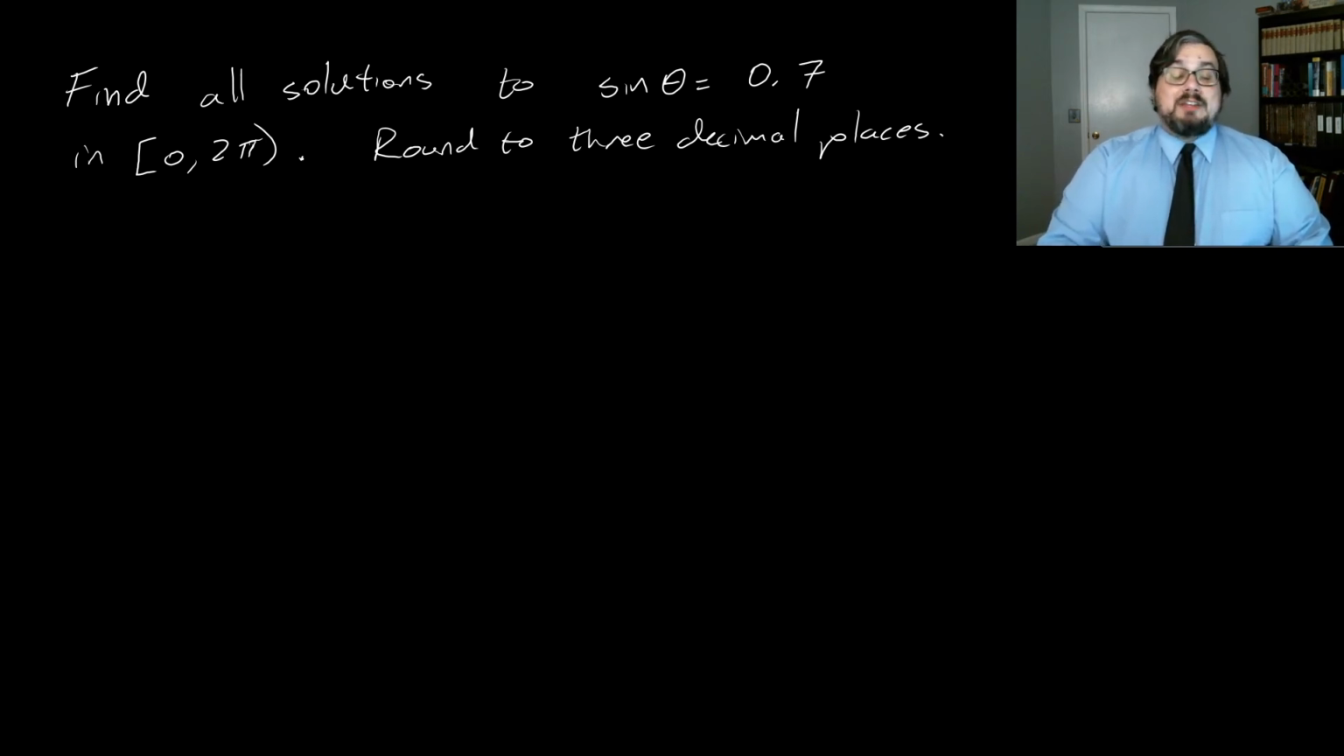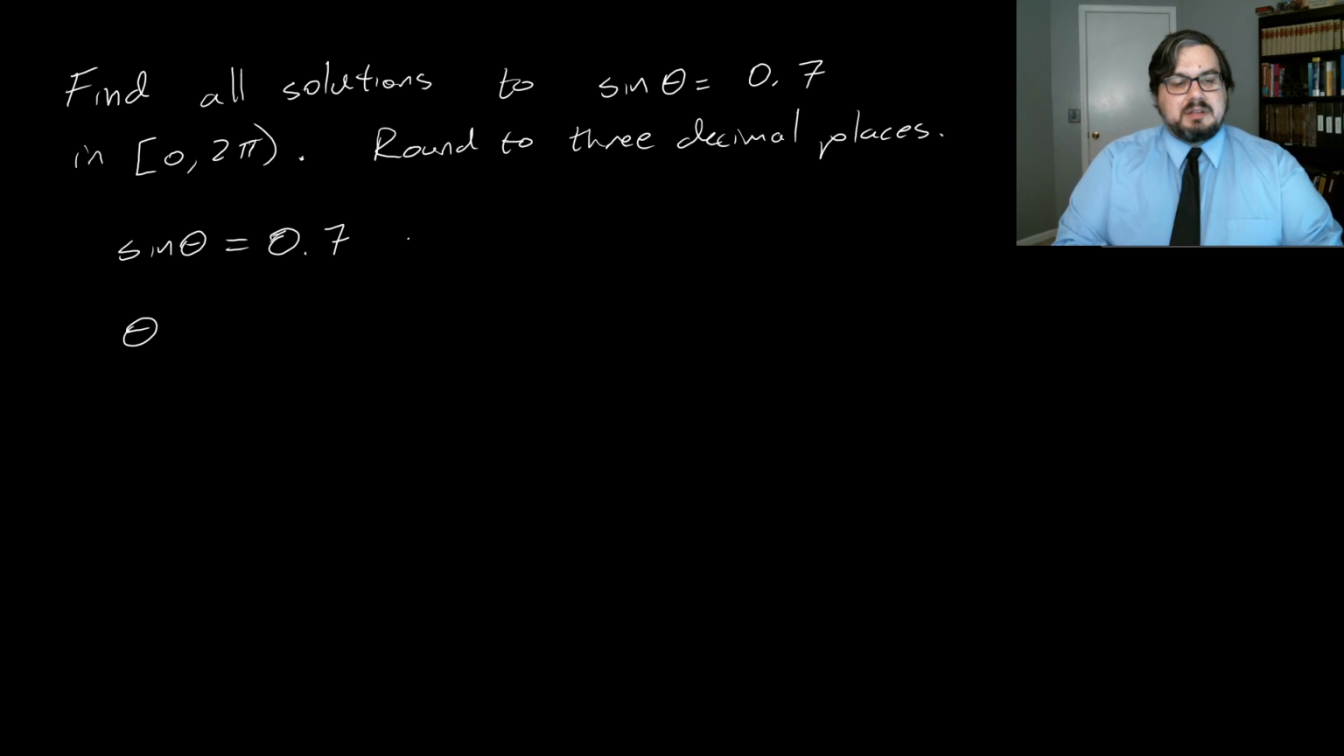So 0.7 is not a ratio that is in any of the triangles that we're familiar with. If we want to know an angle theta where sine of theta is equal to 0.7, that's not one that we have memorized. So what we can do is use technology in order to approximate this. The best thing to do here is to rearrange this equation to write theta is equal to inverse sine of 0.7.